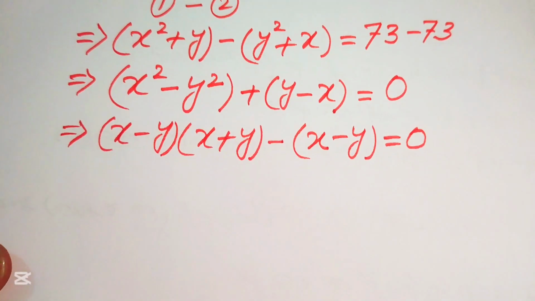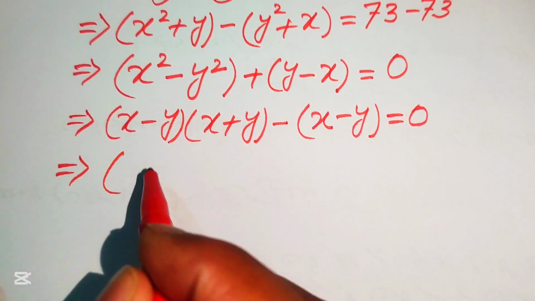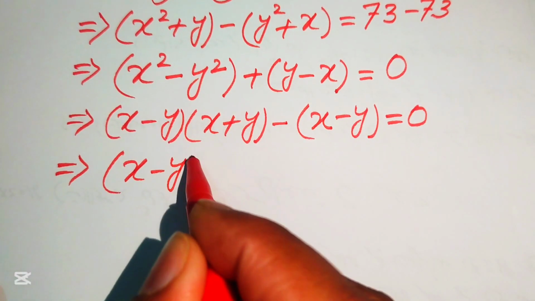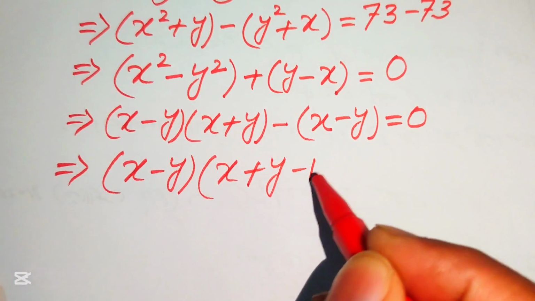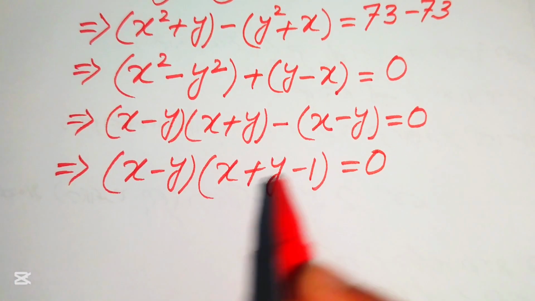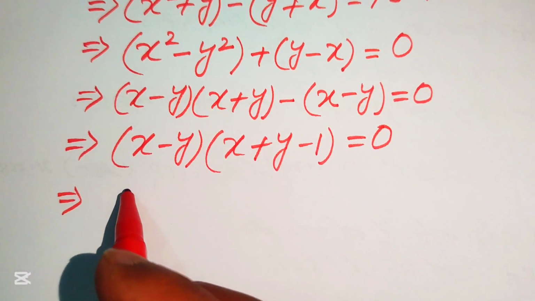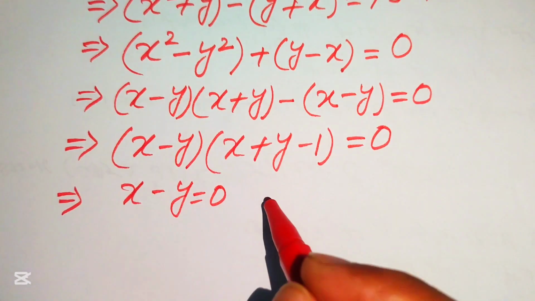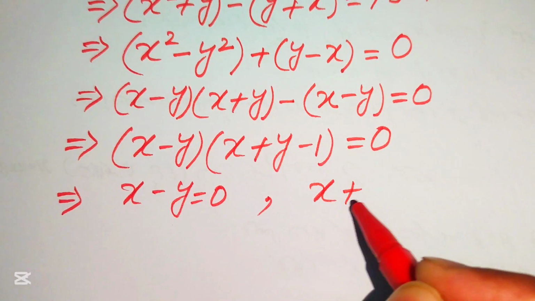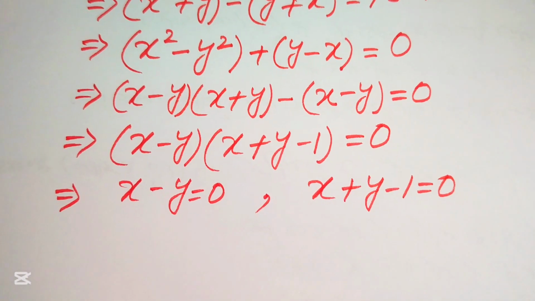And now in the next step, you see x minus y is the common term, so we will take common x minus y, and the remaining terms are x plus y minus 1 equals to 0. And now we convert this equation into two cases, so that the first case is we take x minus y equals to 0, and the second case is we take x plus y minus 1 equals to 0.